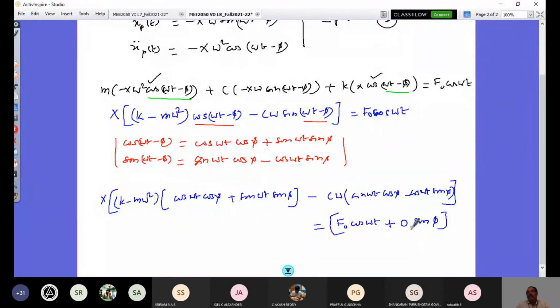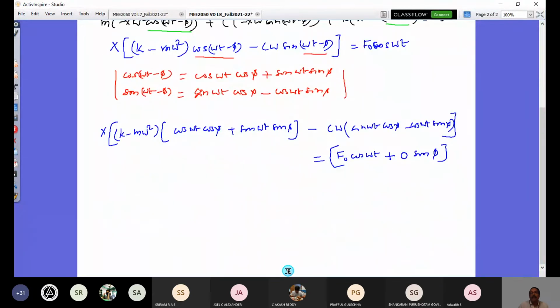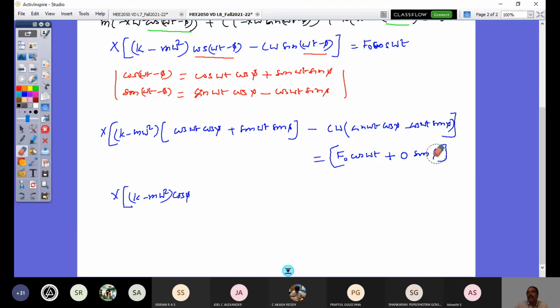This 0 sin phi I deliberately put so that this equation can be expressed with the omega t term separately and the phi term separately. This will further help me rewrite my equation like this. So the equations are x into this amplitude, into k minus m omega square. Here I'm going to group the omega t terms. So cos phi is the coefficient of omega t that I'm going to write, so I have to have cos phi here. And also I have the sin omega t terms. I'm doing this so that I have the cos omega t coefficient and the sine coefficients. This is not sin phi, it is sin omega t. Correct this here; I'm writing it not in terms of phi, that is going to be sin omega t.